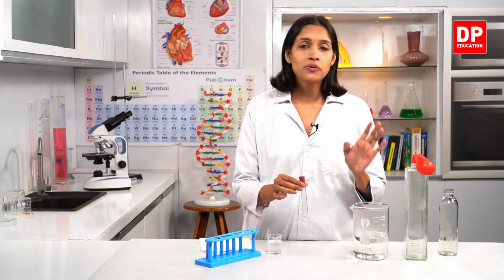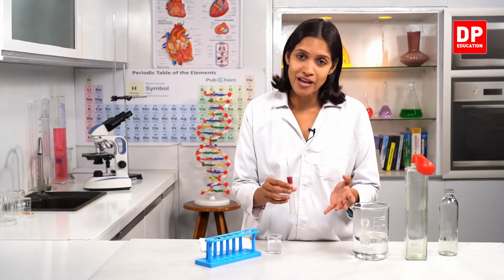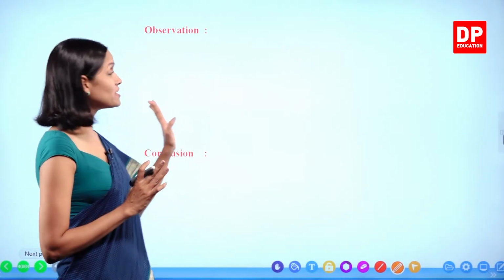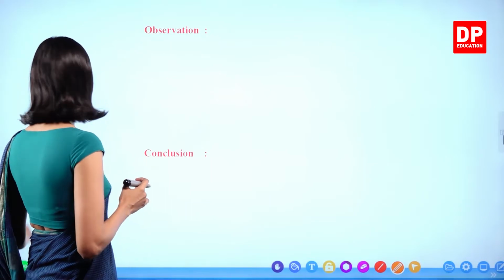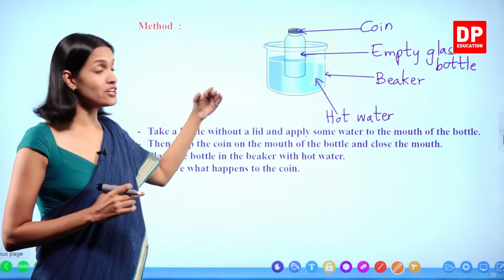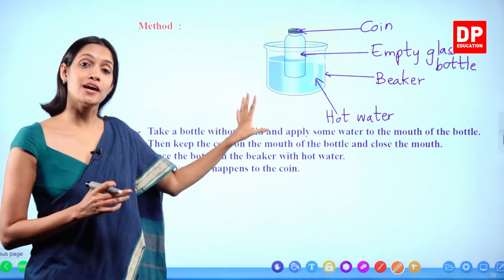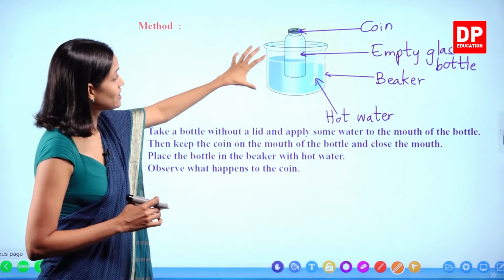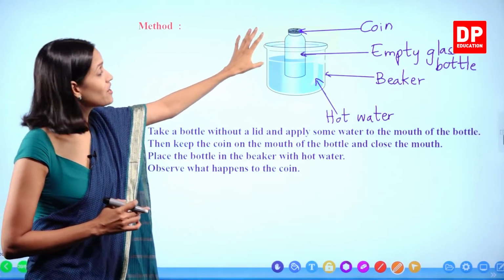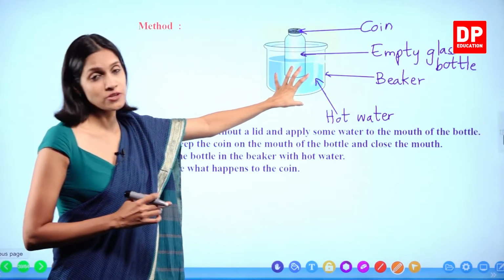So I hope after doing these three activities, you understood what expansion of air or expansion of gases means. Right, children? So I hope you observed all three activities I showed you. Under the same activity, even though we wrote only one activity here, I showed you two similar activities to this activity. So what happened? We took this empty glass bottle and placed this coin on its mouth, and then we immersed this empty glass bottle in this hot water beaker.